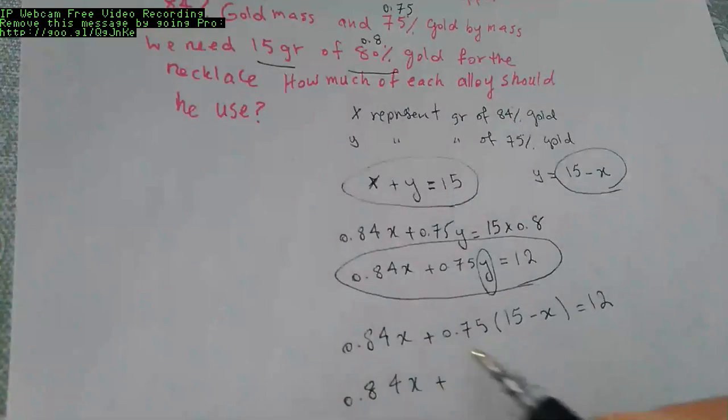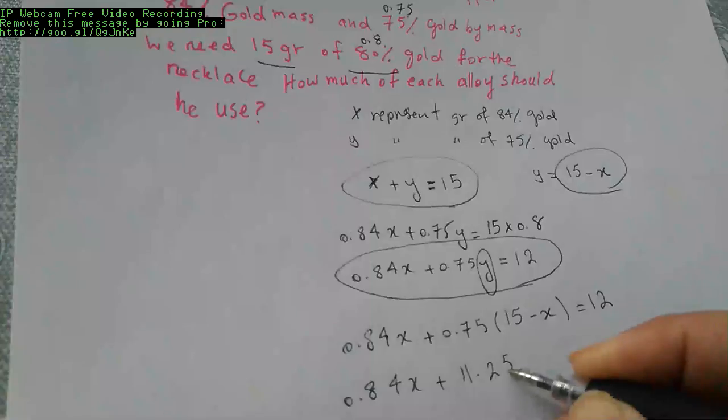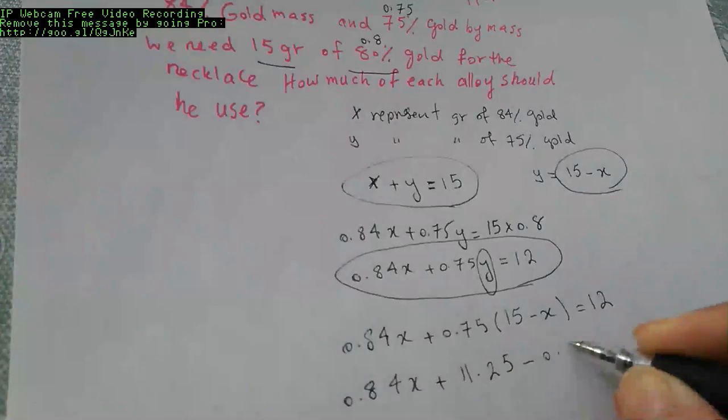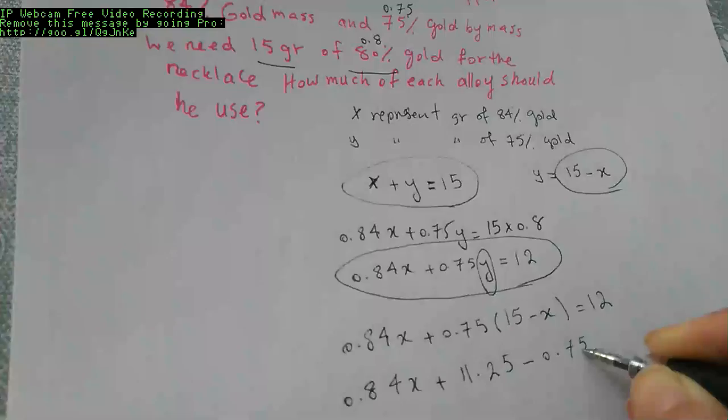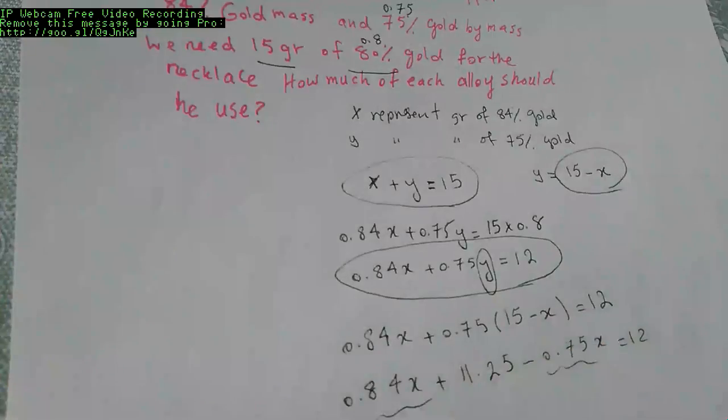0.84x plus, multiply that, and 0.75 multiplied by 15 is 11.25 minus 0.75x is equal to 12. These two terms are the like terms. I'm going to add them up. So it's going to be 0.09x. I want to bring it to the other side. It's going to be 12 minus 11.25. You put it in a calculator.